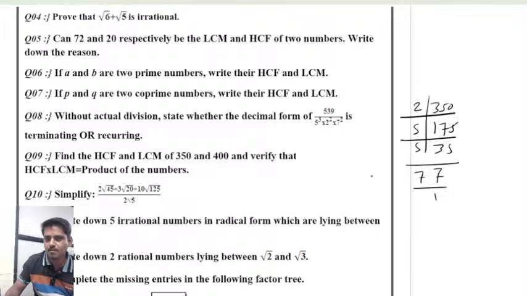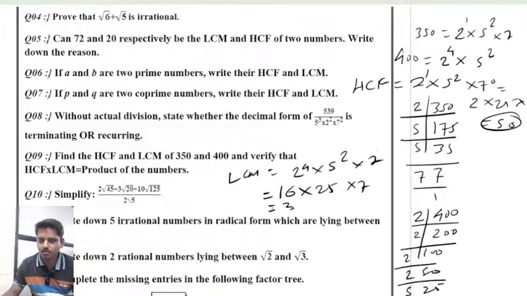And LCM is the product of maximum powers, that is 2 raised to 4, 5 square and 7. 2 raised to 4 is 16, into 25, into 7. 25 sixteens are 400, into 7, and after multiplication you will get the LCM of the two numbers. So it will be 0, 5, carry 3, 2800 is the LCM.